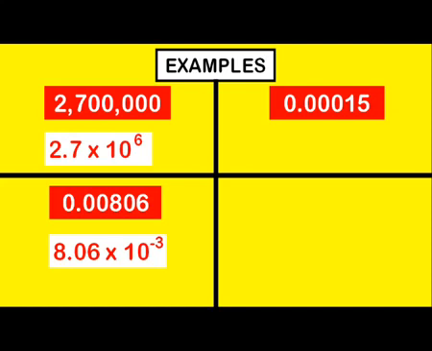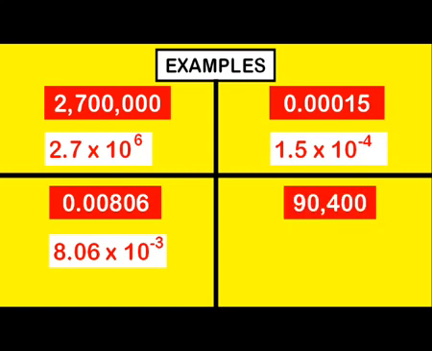Now we have a number which should be written as 1.5 times 10 to the negative something, and that something is negative 4, because you have to move the decimal back 4 places to the left. 1.5 times 10 to the negative 4. And then finally, 90,400 should be written as 9.04 times 10 to the, what power will it be? Positive 4. You're moving the decimal over 4 places, but now it is a positive number because the number is greater than 10.